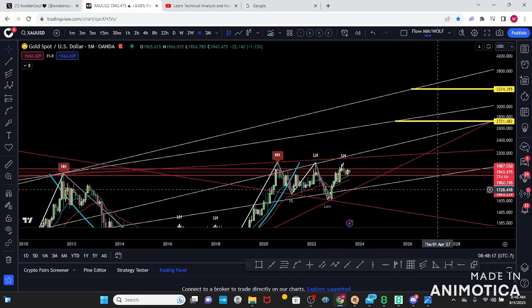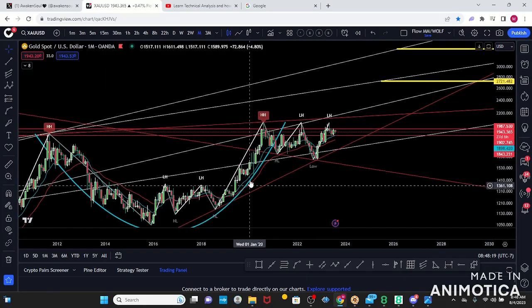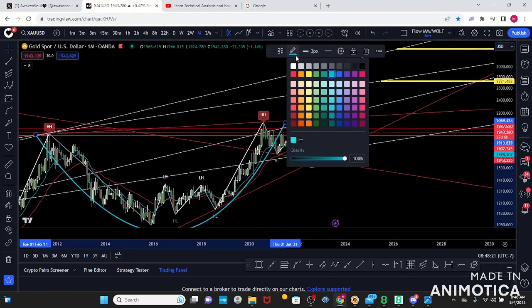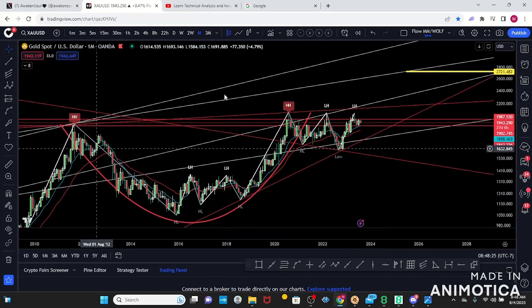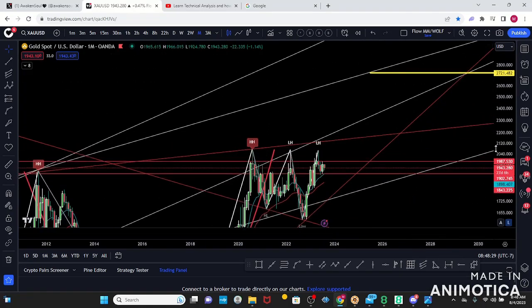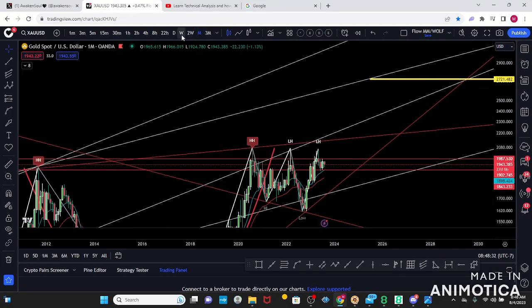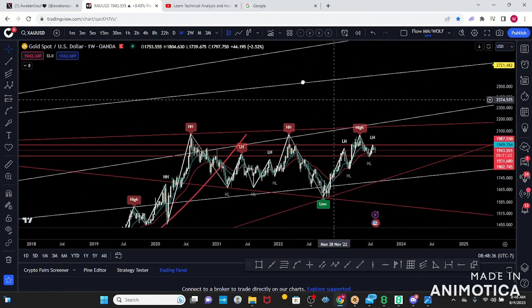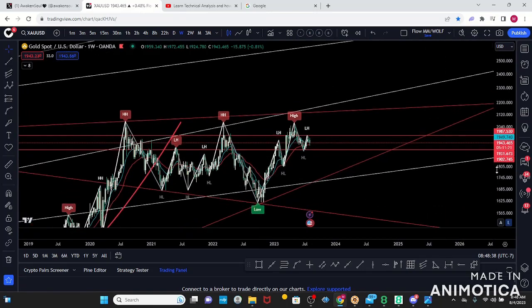Okay, so now that I have this, sorry, I have to switch colors because monthlies are red. Beautiful. So it's like a cup and handle, megaphone, measure move. Okay, we have our range, we have trend lines. Now let's go into our weekly time frame. On our weekly time frame, what am I seeing? What do you see?